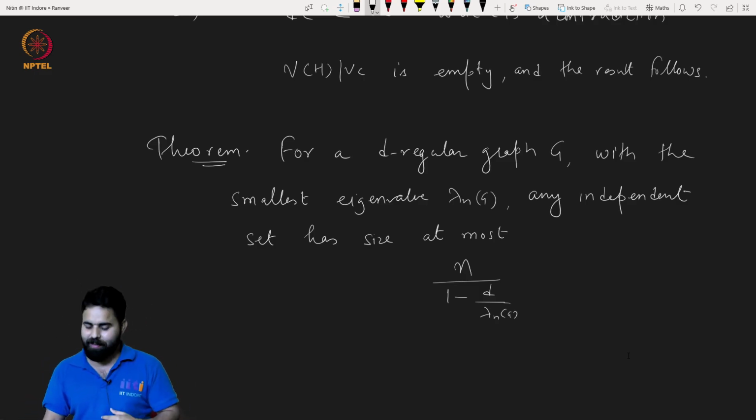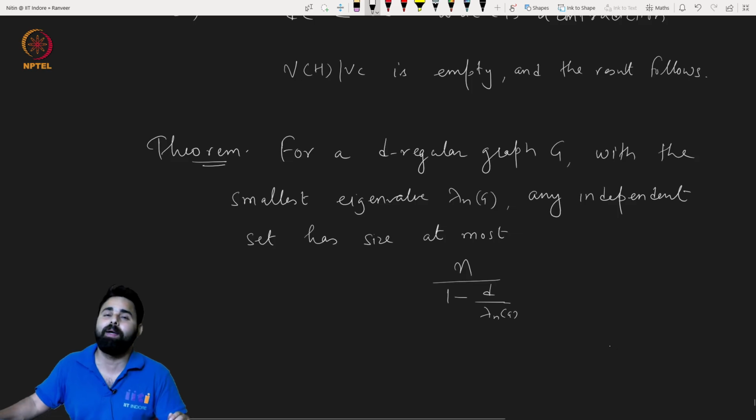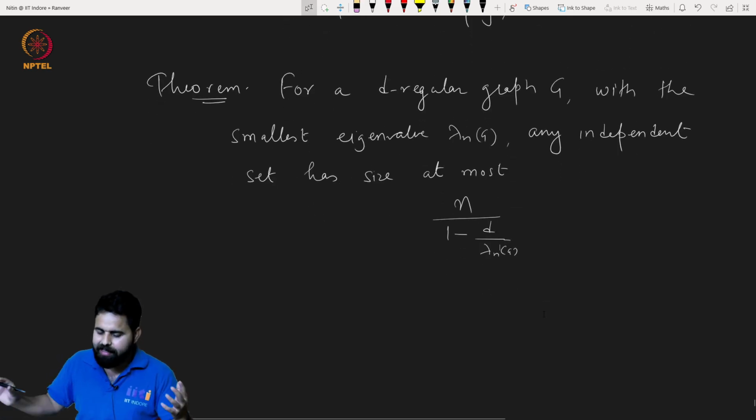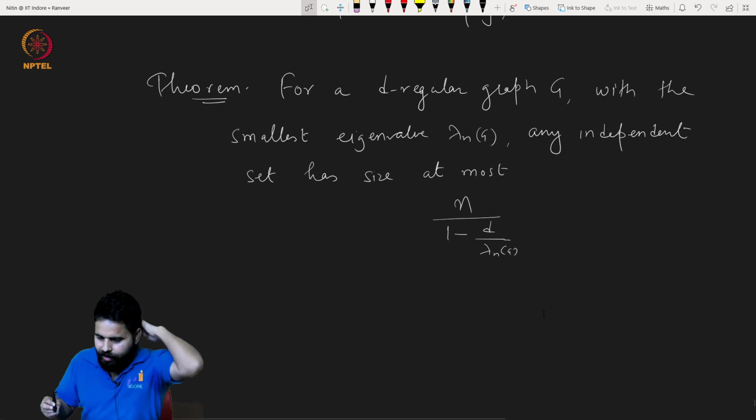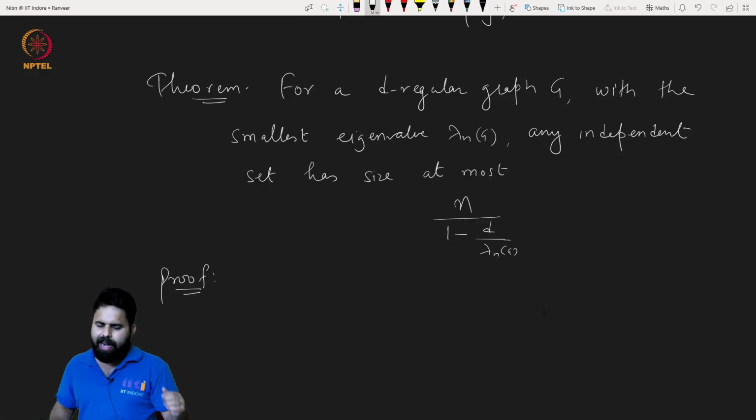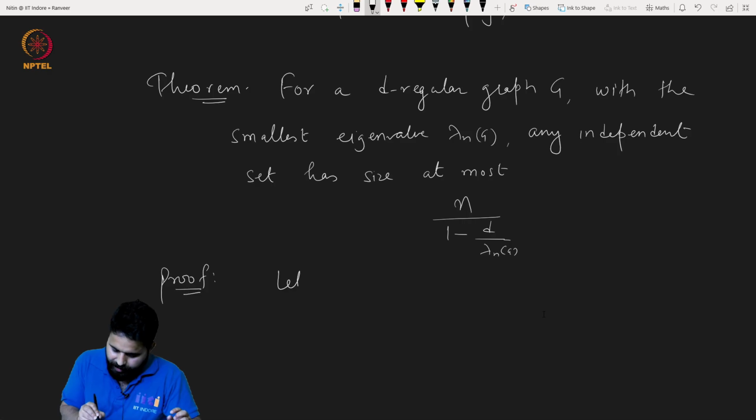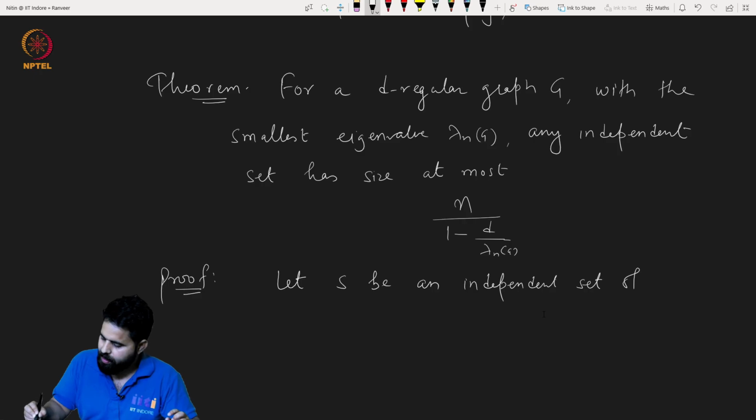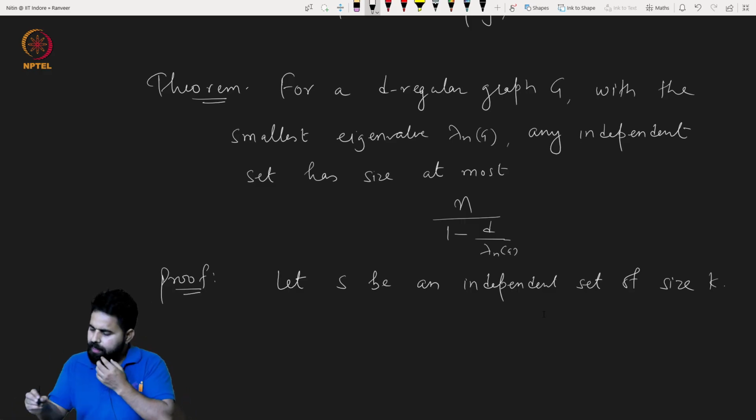Remember, this is very difficult. There is no polynomial time algorithm for computing this. So let us give one bound, and let us start the proof of it. Very simple proof. Let S be an independent set of size k.